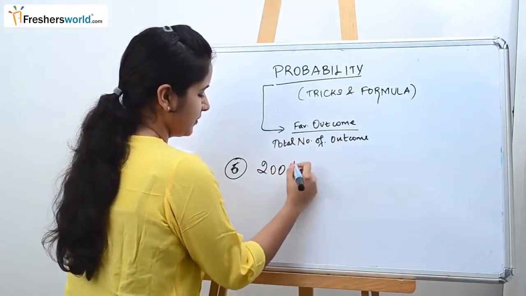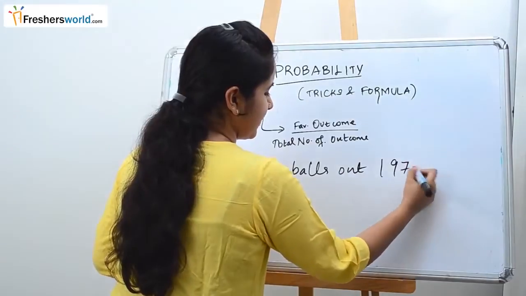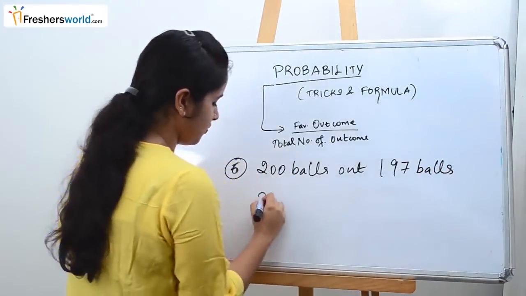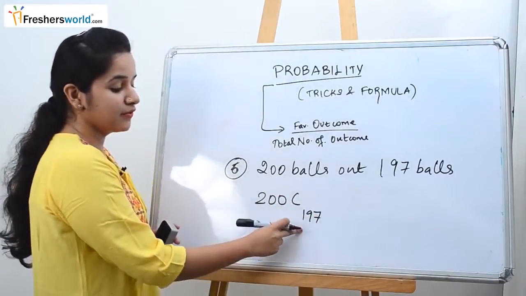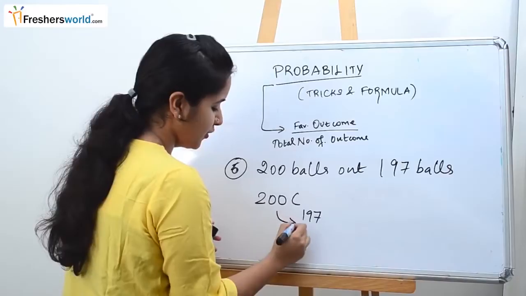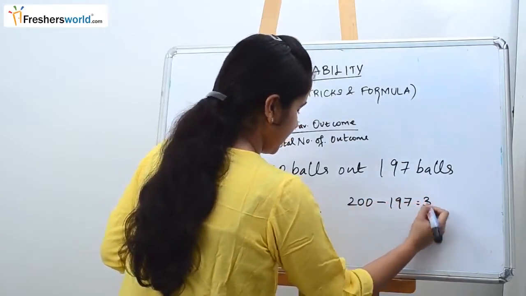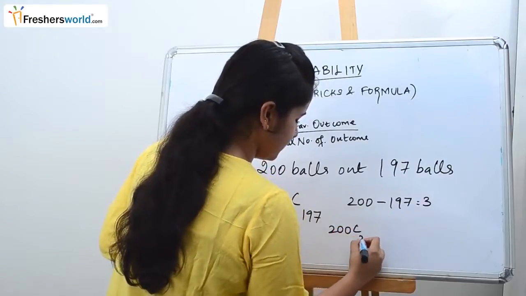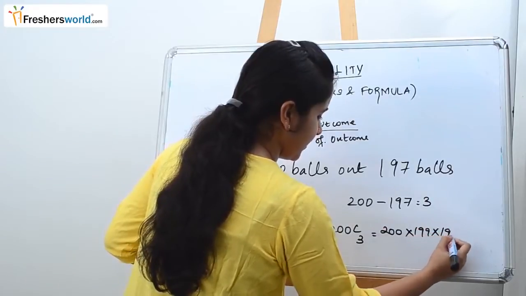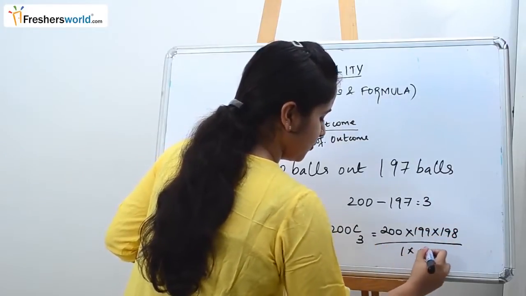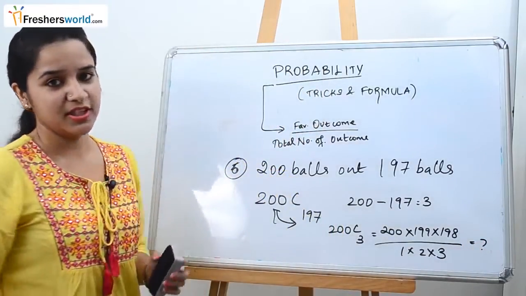Let's take, we are having 200 balls, out of which we need to choose 197 balls. So as usual we will write 200C197. So instead of reducing it 197 times, what do you do? You just subtract it. 200 minus 197, which is 3. So 200C3, which is 200 into 199 into 198 divided by 1 into 2 into 3. So if you find the answer for it, it is the same as that for 200C197.